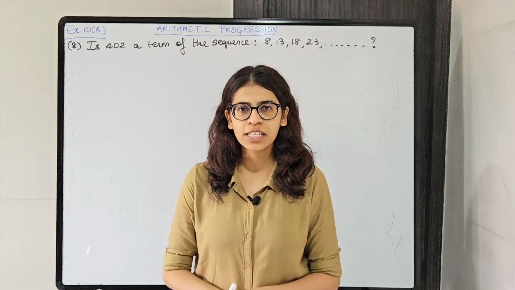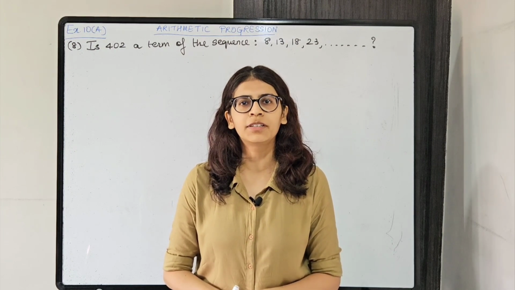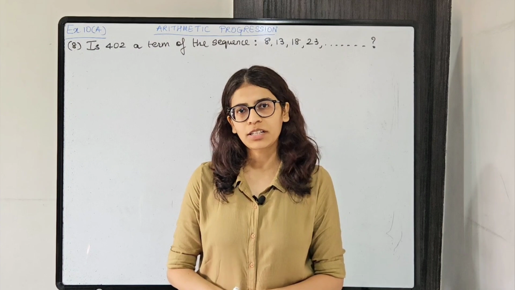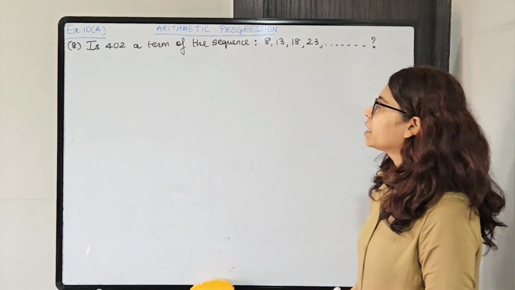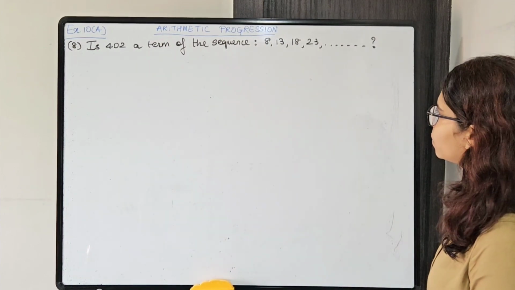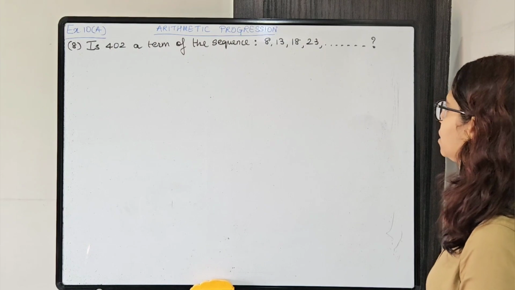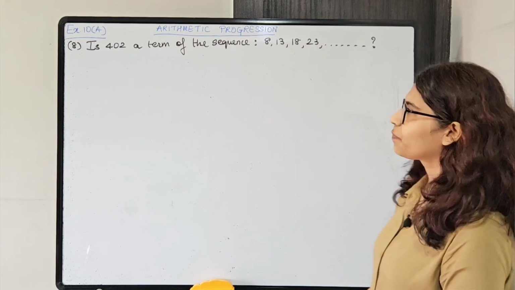In this video, we'll continue with exercise 10A from chapter Arithmetic Progression. So starting with question number 8. Is 402 a term of the sequence 8, 13, 18, 23 and so on?